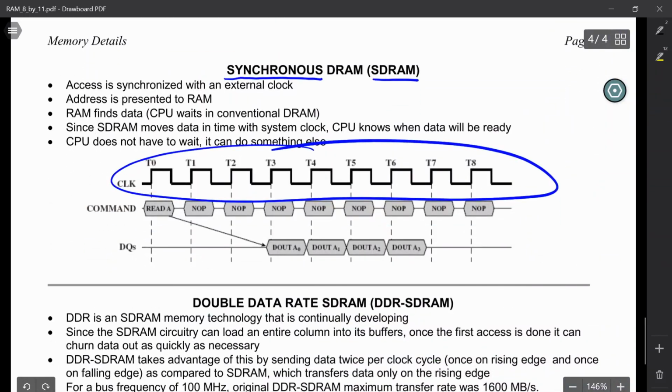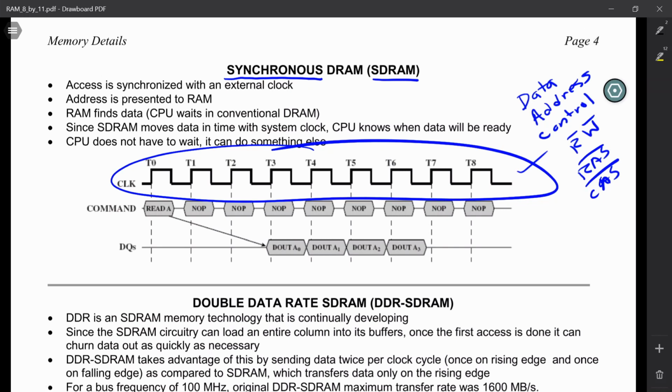Well, we can actually tighten up the interface between memory and the processor by synchronizing things with this clock. When we were introducing memory, we talked about the 3 different types of buses that come between the processor and the memory. There was the data, there was address, and there was control. And in control, we talked about the R bar and the W bar. Now we also have RAS and CAS. But now we also have this clock. And this clock synchronizes things so that everything is lockstep between the processor and memory.